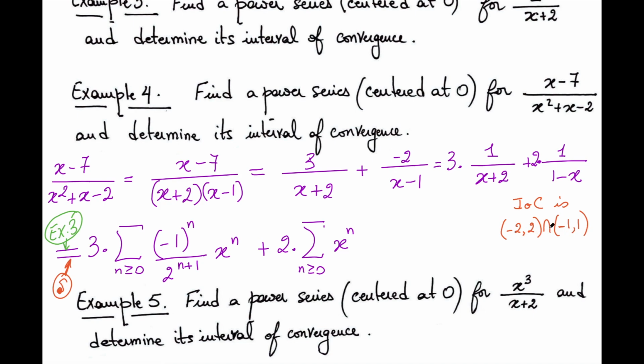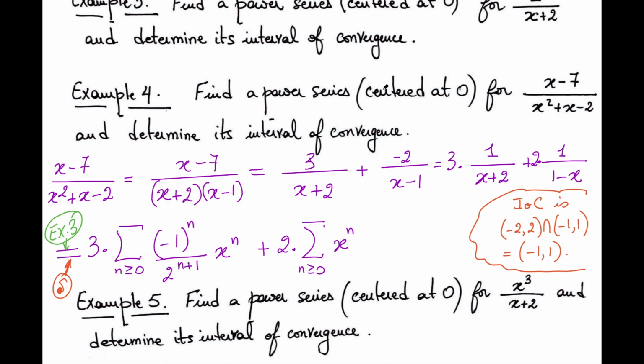And what's this intersection? What's minus 2, 2, minus 1, 1? What are these guys that live in between both of them? It's everybody between minus 1, 1, right? Because this is a smaller set. If you intersect a set with a bigger set, the intersection is the smaller one, right? Okay, so the interval of convergence is minus 1, 1. Make sense? Okay.